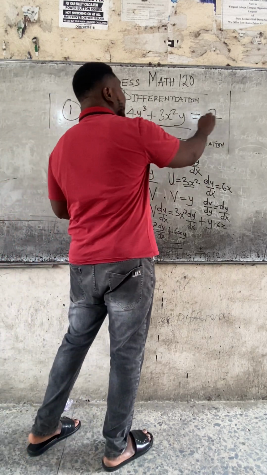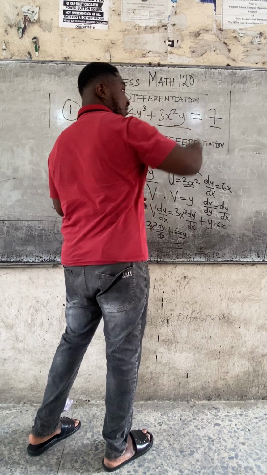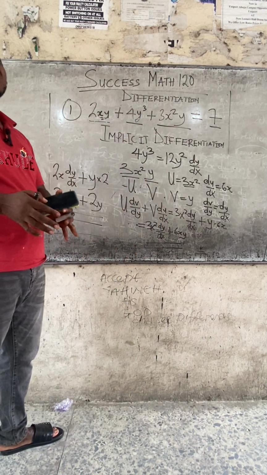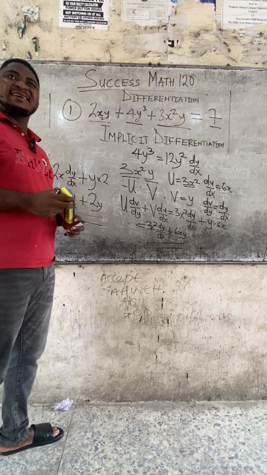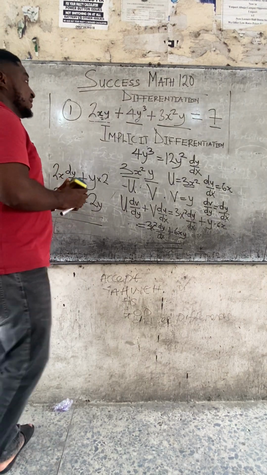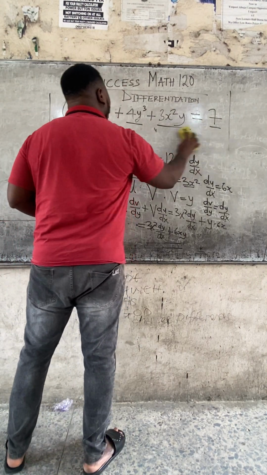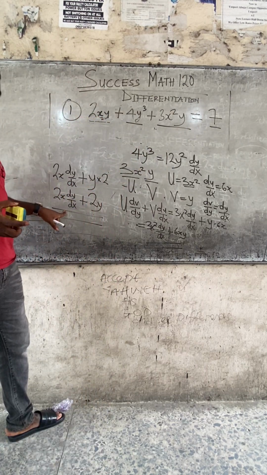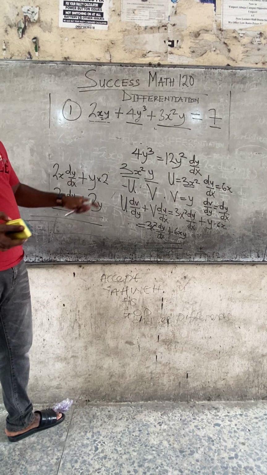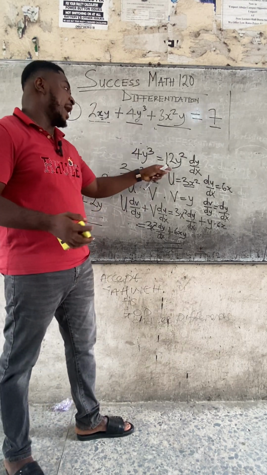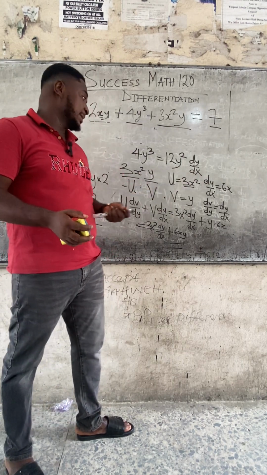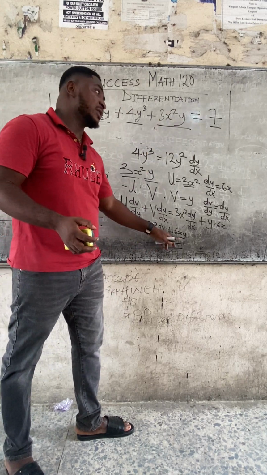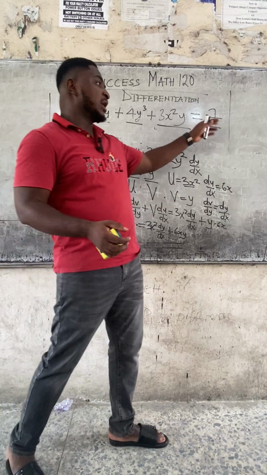And what's the last thing to differentiate? 7. 7 is a constant. What do you have? 0. But class, you are still not done. After differentiating everything, I've differentiated 2xy, what do I have? 2x dy/dx plus 2y. I differentiated 4y raised to power 3, what do I have? 12y squared dy/dx. I differentiated 3x squared y, what do I have? 3x squared dy/dx plus 6xy. And 7 is what? 0.